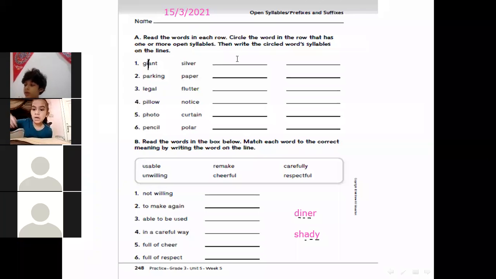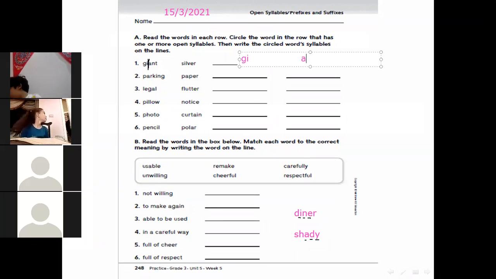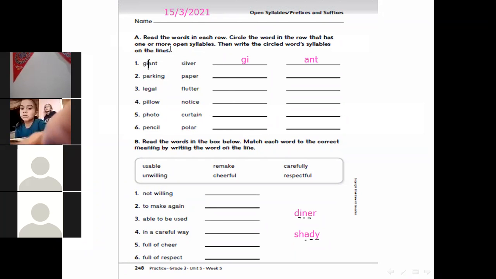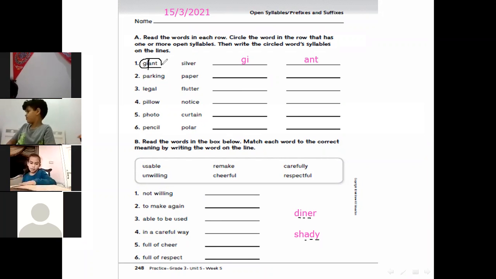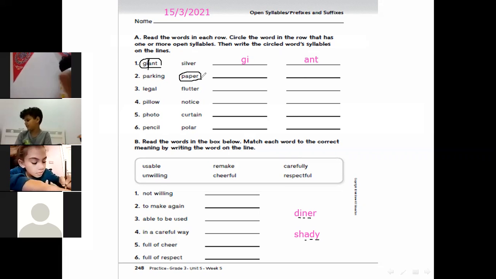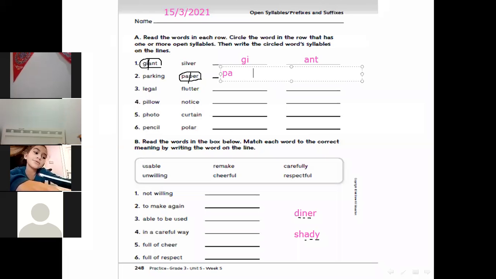I want answer number two. Noah? Yes. Okay, Noah, parking or paper, which one has an open syllable? Paper. Paper, amazing. So we will circle paper. How will we divide it? P-A and P-E. Paper.